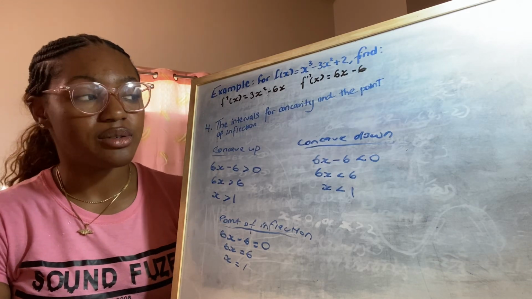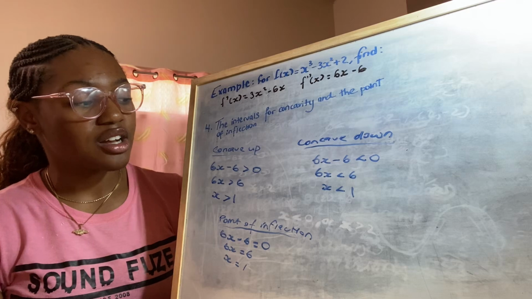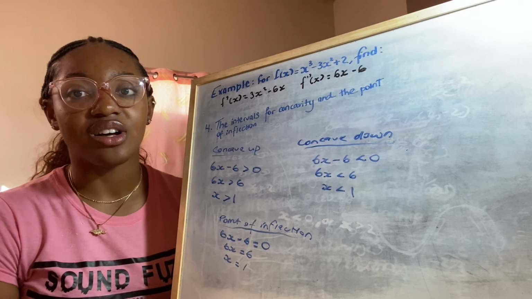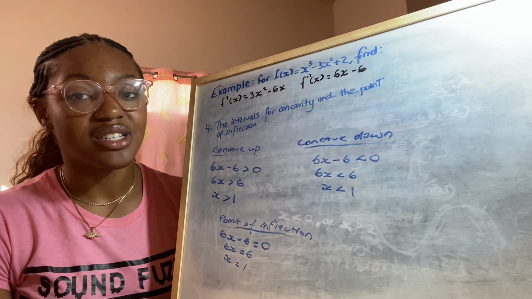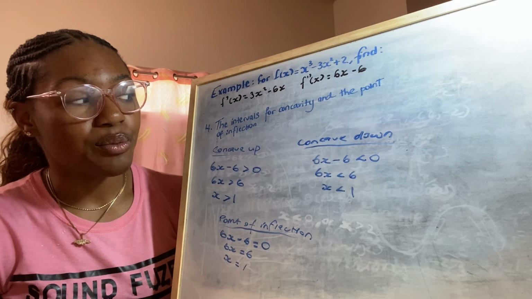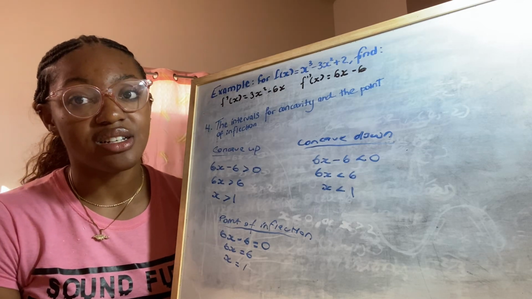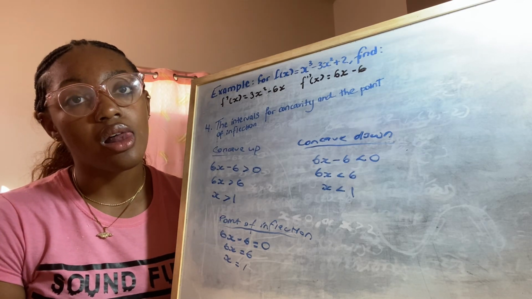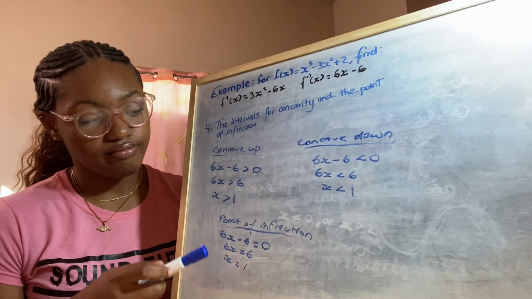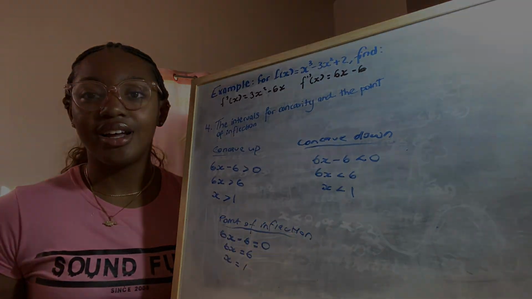So this is for the concavity. We use the second derivative. If it's concave up, the second derivative is greater than 0. If it's concave down, the second derivative is less than 0. In order to find the point of inflection, it simply means that the second derivative is equal to 0. That's all, guys.